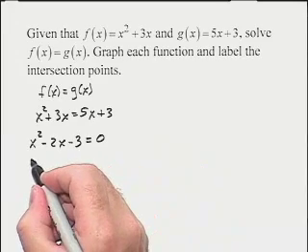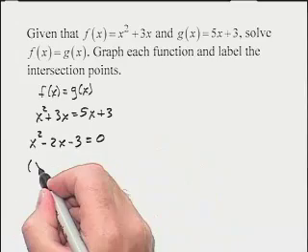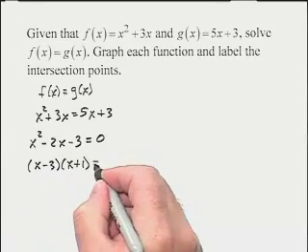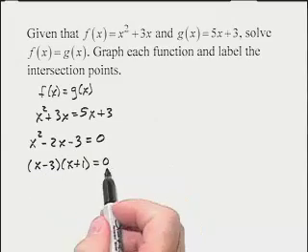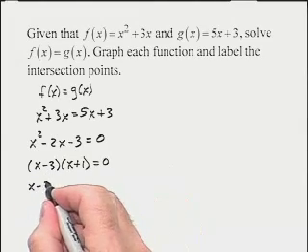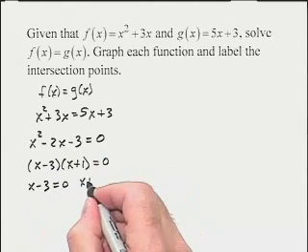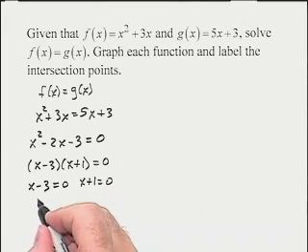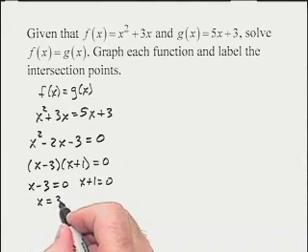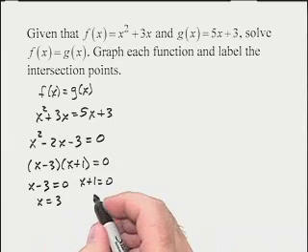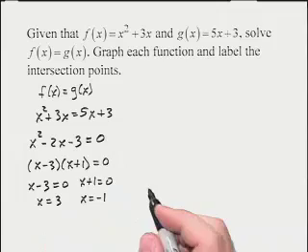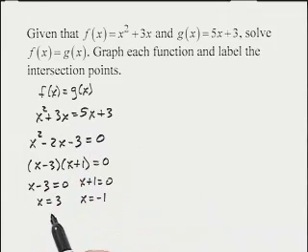We can solve this by factoring. We'll factor the left side as x minus 3 times x plus 1 equal to 0. We'll set each linear factor equal to 0. So x minus 3 equals 0, x plus 1 equals 0. And we solve these two linear equations. The first, we'll add 3 to both sides, get x is equal to 3. And the second, we subtract 1, so we'll have x equals negative 1. So f of x equals g of x when x equals 3 or x equals negative 1.